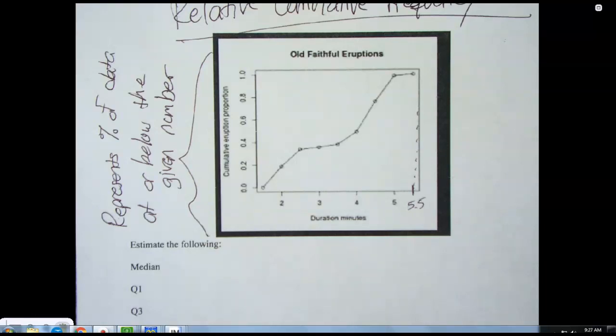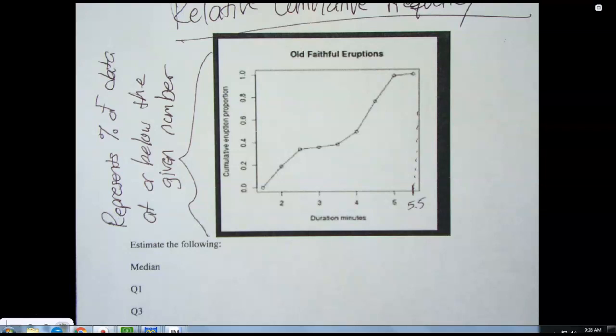All right. So going the other way, I could ask it the other way. Where is the 80th percentile, let's say? So then you'd go to 0.8, read across, and then read down. So I would say 80% of the eruptions are X minutes or less. So you go across and go down, and that would be like 4.5-ish. Does that make sense? So we can actually find the IQR, the median, all that stuff too.